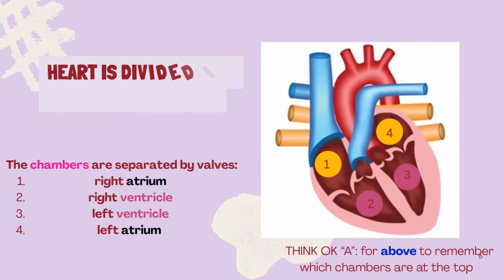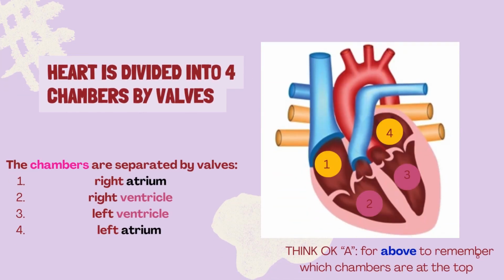The heart is divided into 4 chambers by valves. The chambers are the right atrium, the right ventricle, the left ventricle, and the left atrium. Both atriums are at the top. In this case, there are numbers 1 and 4. Think of A for above to remember that the atriums are at the top and the ventricles are at the bottom.